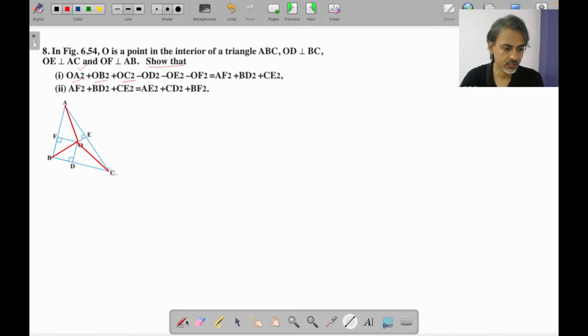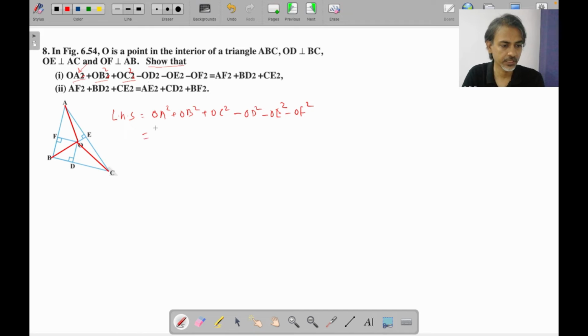Once we have joined these sides, what we can see over here is that these triangles now are looking like, of course, they are looking like a right angle triangle, and once we have a right angle triangle, we know that we can use Pythagoras theorem. So let's try to calculate first these entities. So let's take our LHS. LHS is nothing but OA square plus OB square plus OC square, minus OD square minus OE square minus OF square, right?